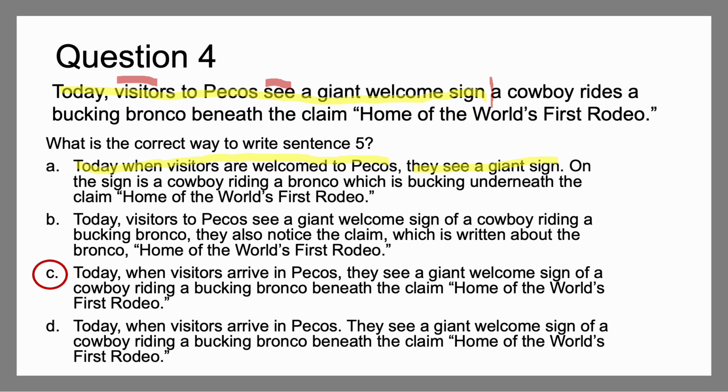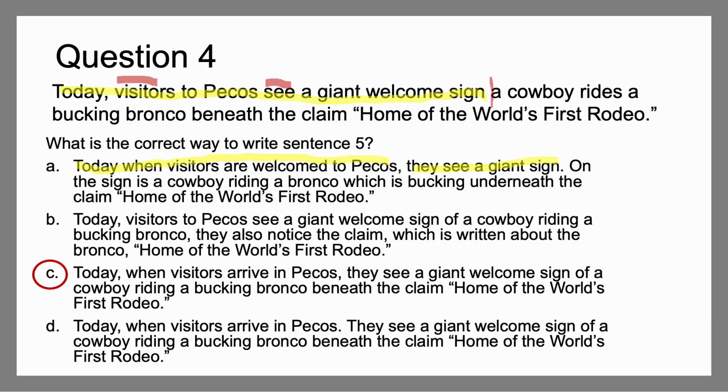On the sign is a cowboy riding a bronco, which is bucking underneath the claim, home of the world's first rodeo. Once again, still correct, but it's choppy, right? We don't want choppy, we want clarity here. This is not the best option to choose, so just be mindful of that.